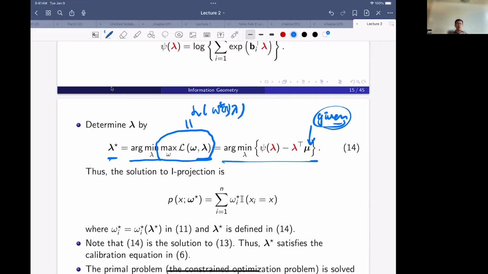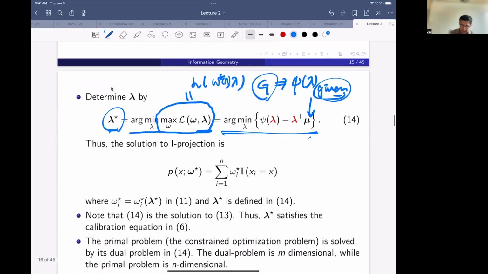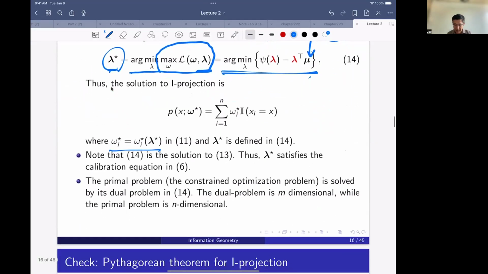So basically, given mu and given g, right? From g you can compute psi lambda, which is the potential function, and solve this problem to obtain lambda star, and then you can find the final weight. Okay.